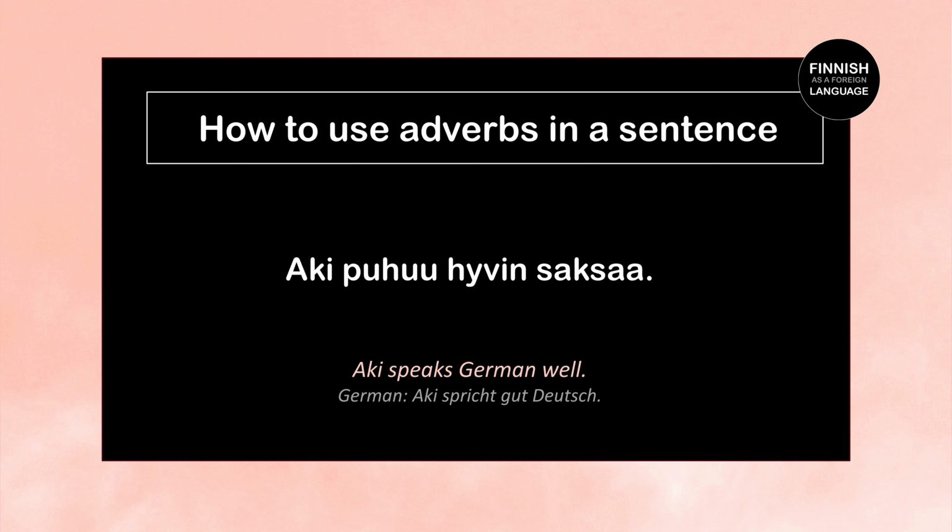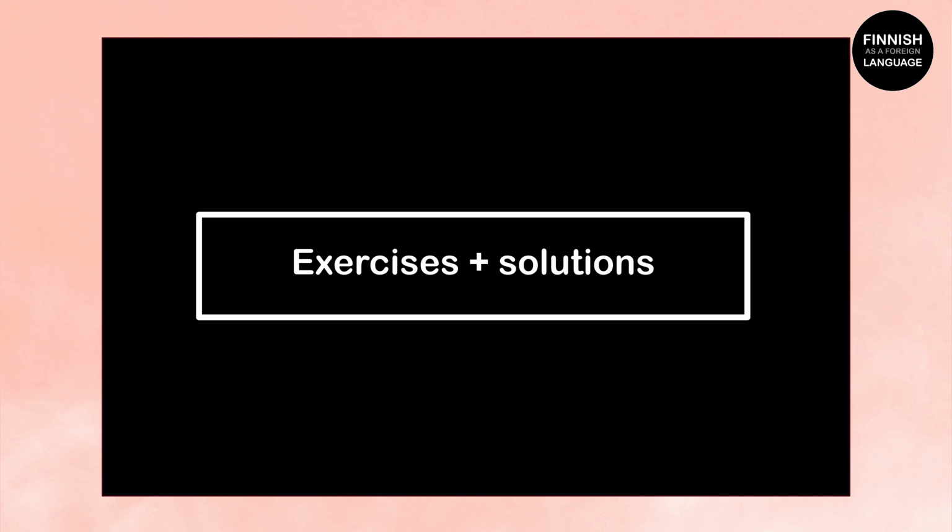One more. Aki puhuu hyvin saksaa. Aki is speaking well German. So puhu is here the third person singular present tense of the verb puhua, which means to speak. Hyvin is here our adverb meaning well, and saksa here means German, standing in the partitive case because puhua requires the partitive case. Let's repeat. Aki puhuu hyvin saksaa. Aki speaks German well.